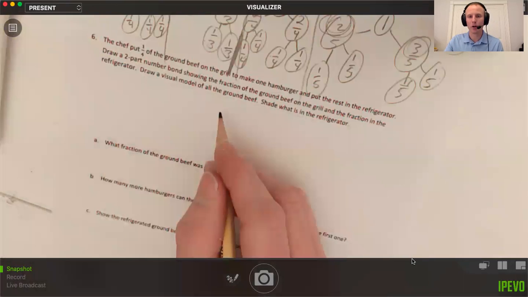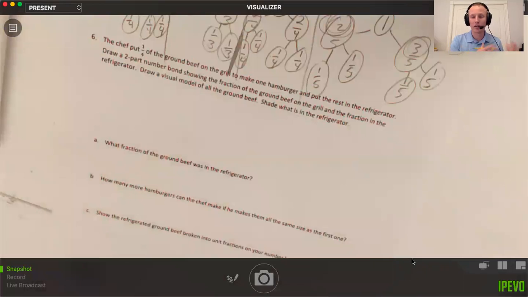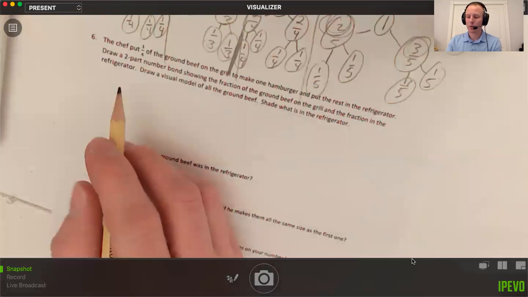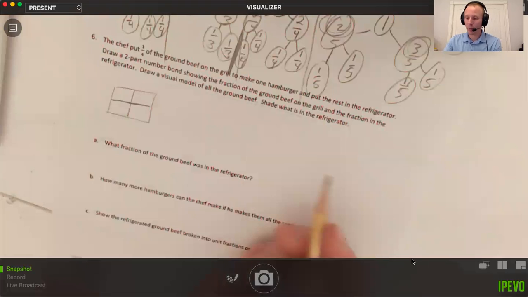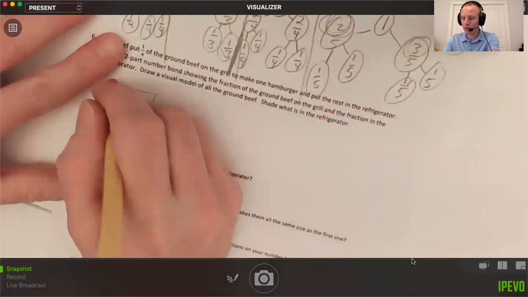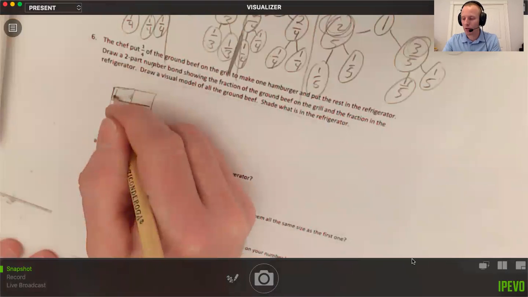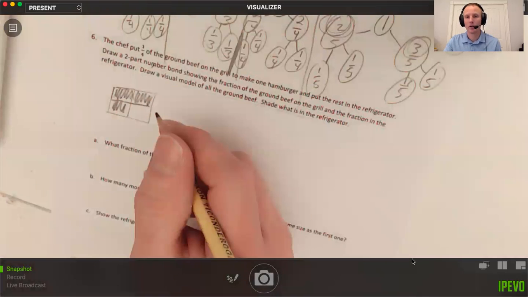I'm going to start with a picture. That's the more basic level of understanding, and then I'm going to move to the more advanced level of understanding. So I'm going to say that I have a package of ground beef hamburger, and I'm putting 1/4 on the grill. That leaves 3/4. Oh wait, I'm sorry. It said shade what's in the refrigerator. Look at that. I guess I could have just left that shaded and shaded 2 other parts. So 3 parts are in the refrigerator. 1 part is not in the refrigerator.